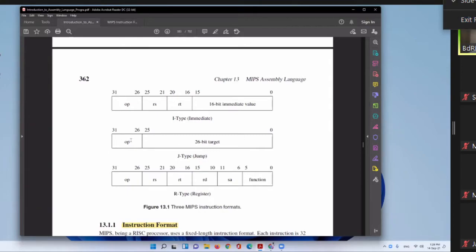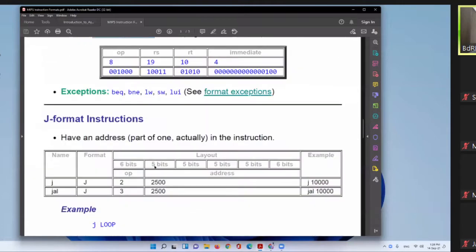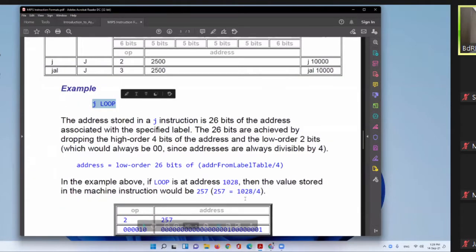First one is the operation code, and by the way, all operation codes are 6 bits. So after the 6-bit operation code, we have the 26-bit target, the address of the 26-bit target. Okay, for example, this one.